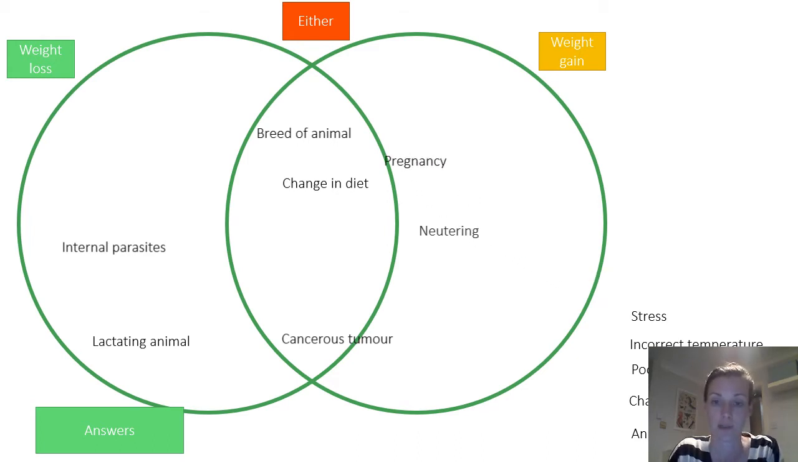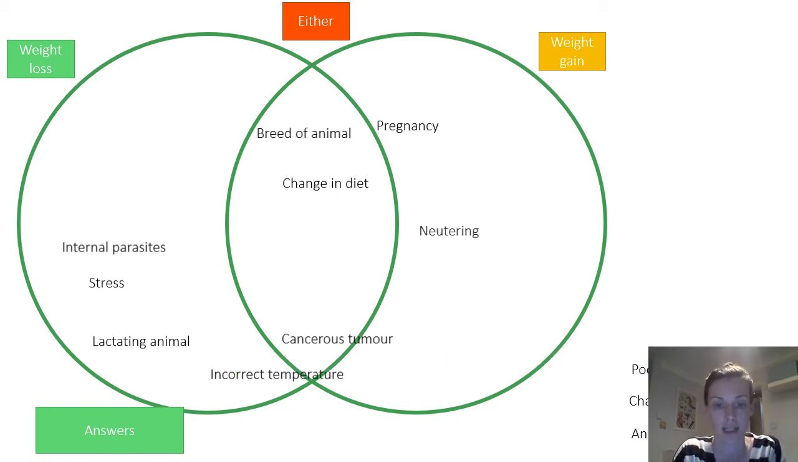Pregnancy then would result in weight gain. That's pretty obvious, I think. Stress in general results in weight loss, and that's because of a hormone called cortisol. Cortisol causes an animal to use the energy in their body a lot more, and therefore if they're using more energy, then they're more likely to lose weight.